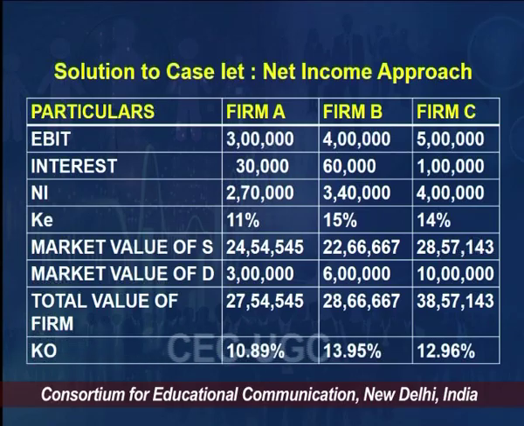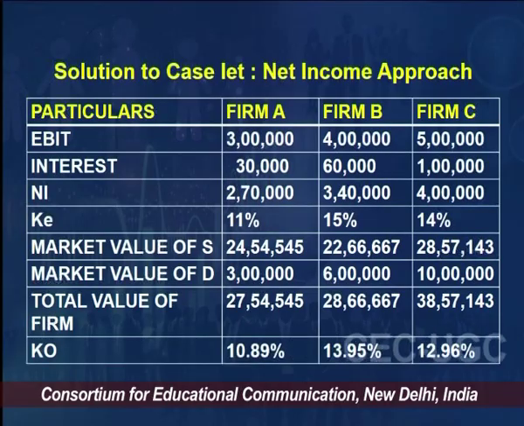So the market value of D is given. What is that? Your D is interest, 30,000, right, which is 10%. It means your D is 3 lakhs, simple. You can calculate that. So total value of firm would be D plus S. S we calculated, S or E, that is market value of equity or market value of shares. It has been calculated by dividing NI with KE, which gave us the value of S. The D we calculated, 3 lakhs. If you sum up these two, it will give you the value of firm 27,54,545, right.